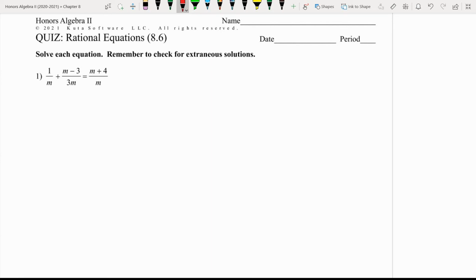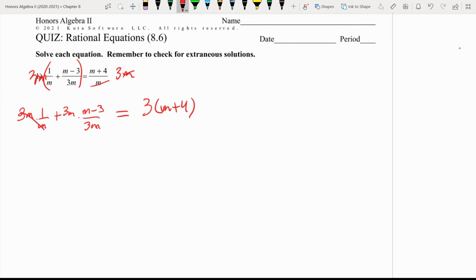Common denominator on this one is 3m, so we're just going to multiply everything by 3m on this side and this side. So on the right side, these cancel out, so it's just 3 times m plus 4. On the left side, the first one, I'll write it out here, 3 times 1 over m, and then plus 3m times m minus 3 over 3m.